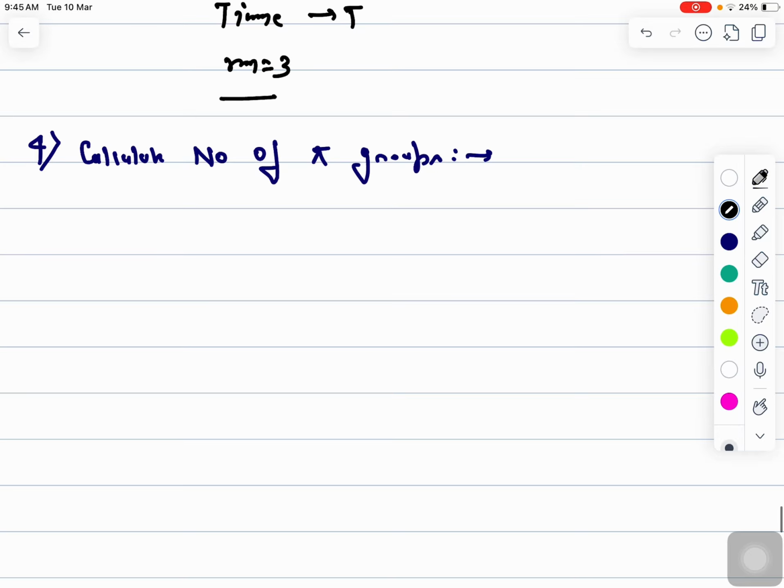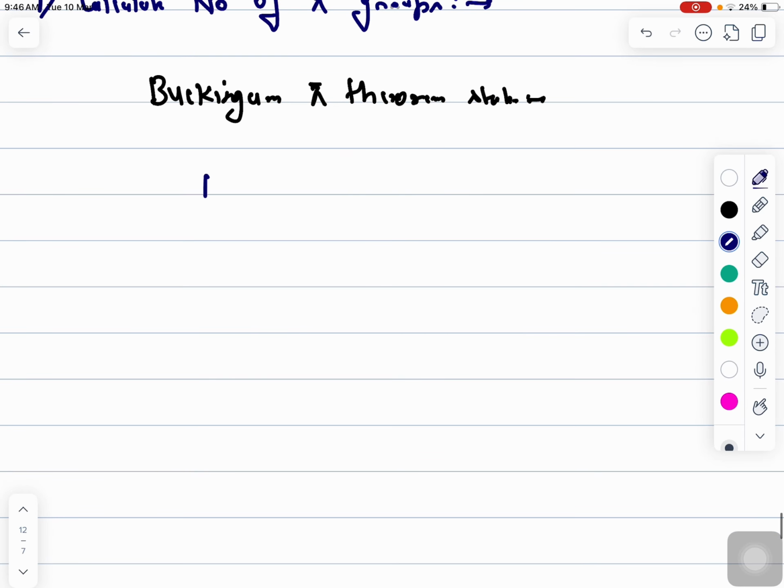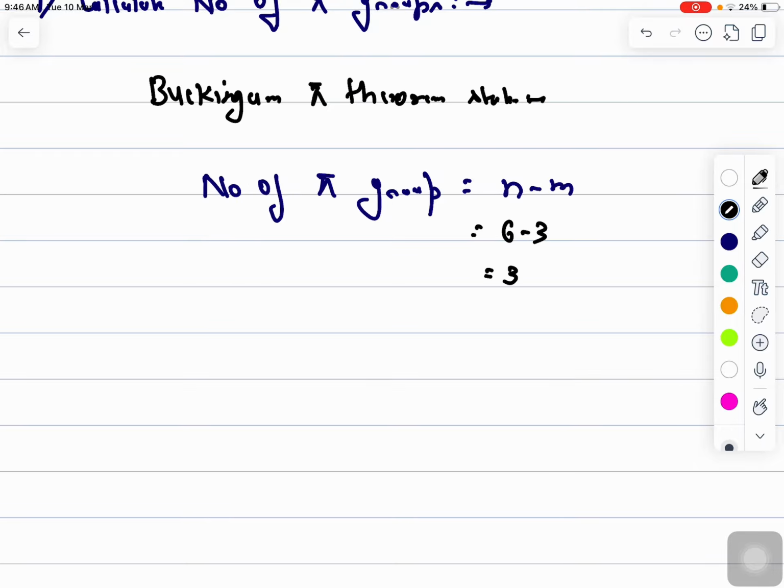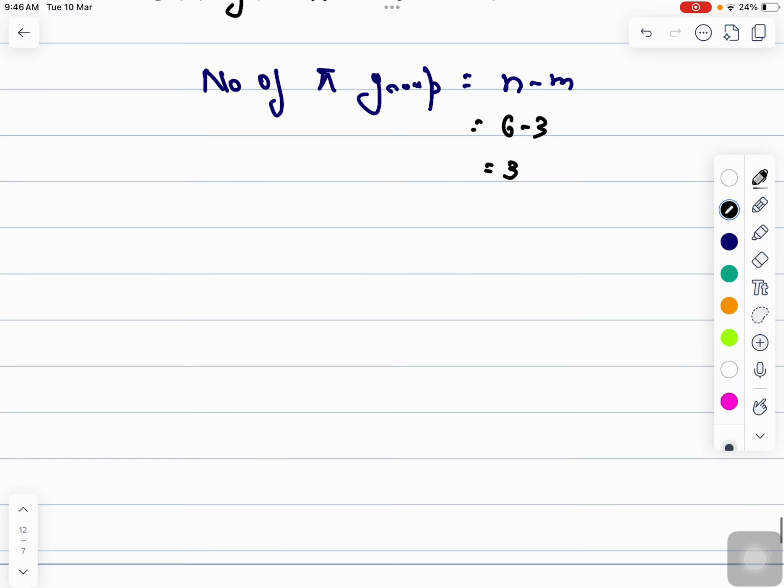So Buckingham pi theorem states that the number of pi groups is equal to n minus m, and here you can say that the number of pi groups will be 6 minus 3, that is equal to 3. So we will obtain 3 dimensionless groups here, right? Now choose repeating variables then. So the fifth step is choose repeating variables.